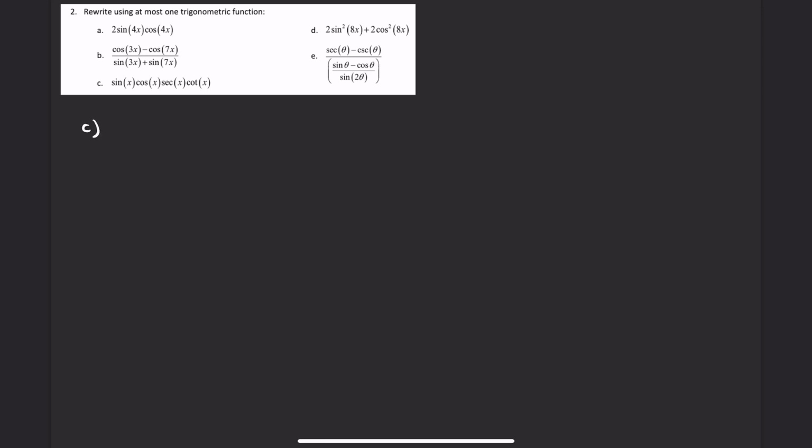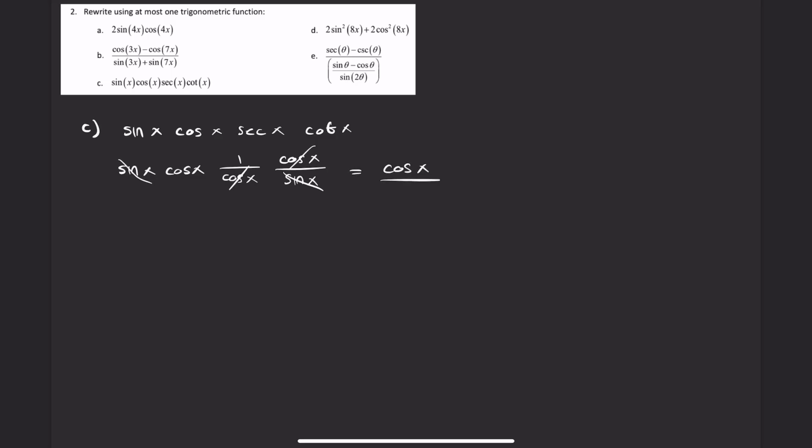Okay, now C, we have sine x, cosine x, secant x, and cotangent x. So our approach, let's get everything in sines and cosines. So here we'll have sine x, cosine x, 1 over cosine x, and here we'll have cosine x over sine x. What do we notice? We notice that these two cancel, and then if we multiply, and then these two cancel, and we're simply left with cosine x, and we have our solution.